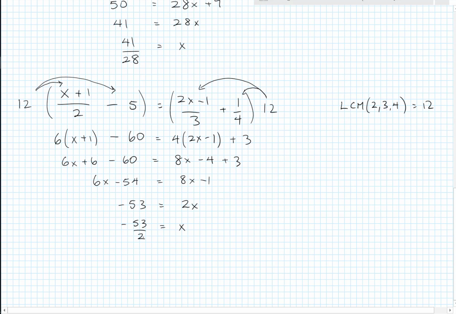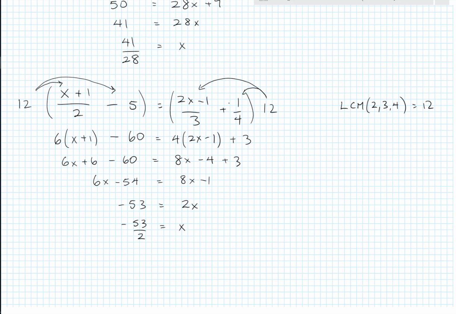It's actually negative 26.5. If you plug it into the expression on the left, you get negative 26.5 plus 1 is negative 25.5, divided by 2. That's about negative 13, minus 5, roughly about negative 18 on the left. On the right, when you plug it in, you get negative 53. The 2's cancel. Minus 1 is negative 54 over 3, which is negative 18, plus a quarter. Again, it's about negative 18. So they are roughly equal with our rough approximation, and that's good enough. If we got something really different, we would definitely want to take a closer look at it.